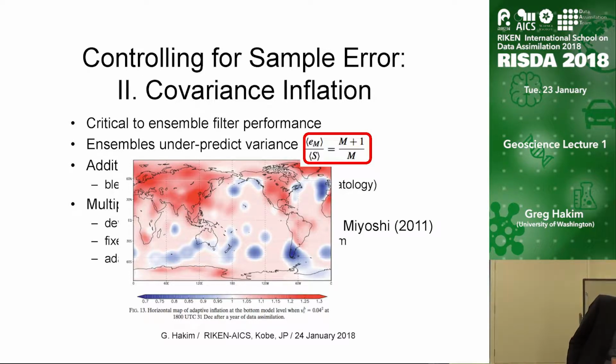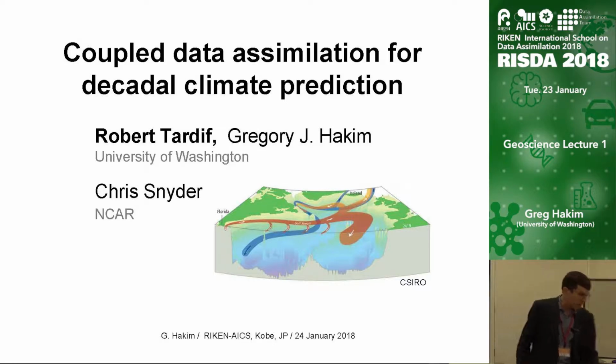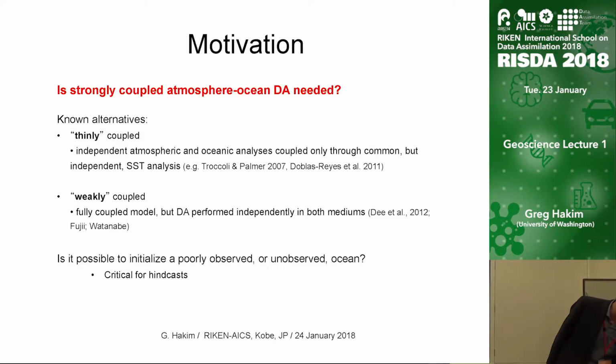All right. Yeah, so this is collaborative work with Robert Tardif at the University of Washington, Chris Snyder at NCAR. And again, we're trying to figure out how we can use the robust, long-time, dense measurements we have in the atmosphere to constrain the deep ocean on long time scales for decadal analysis and prediction.